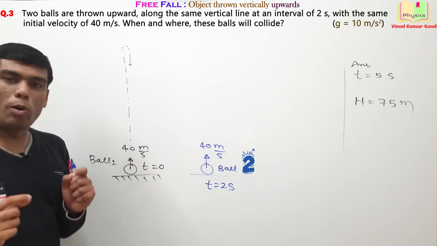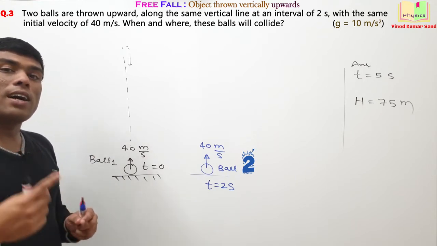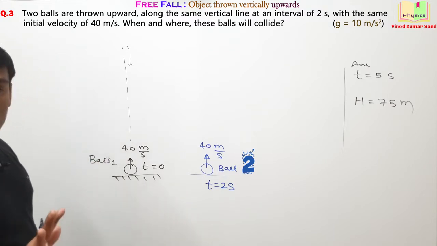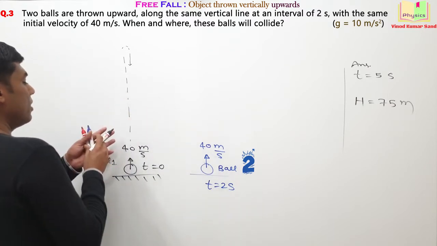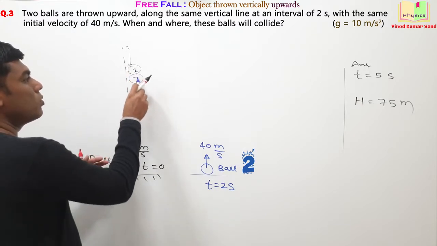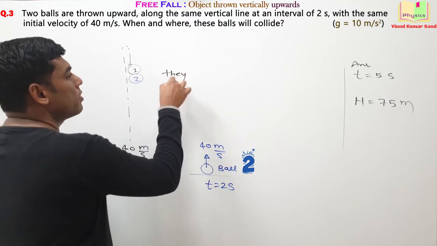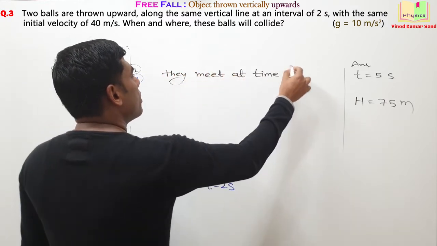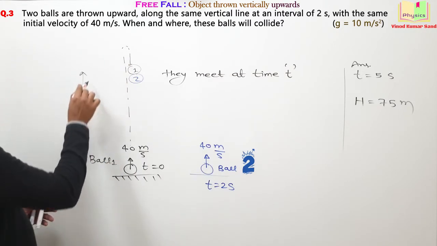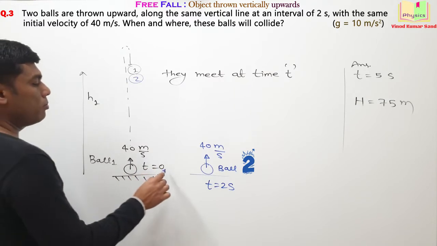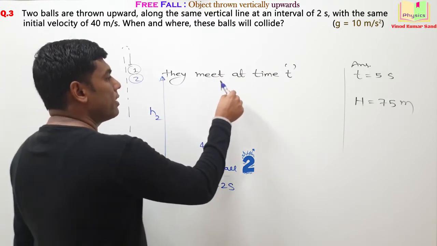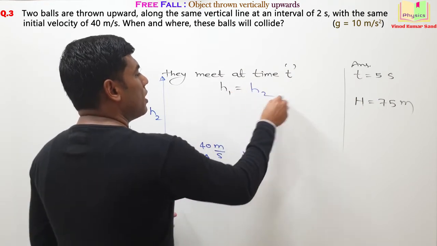We don't know the moment when they will meet. Then we can assume, let's say they meet at time t. For all these questions, this is the best way. We imagine the ball 1 and the ball 2. They meet at time t. If they are meeting at time t, then the height of the ball 1 and the height of the ball 2 above the ground should be equal. Let us write that h1 should be equal to h2.